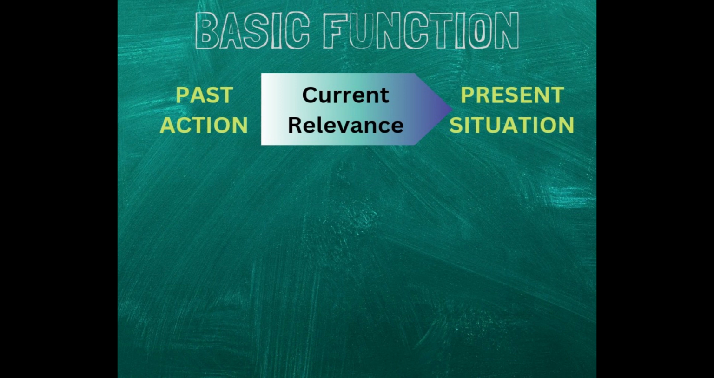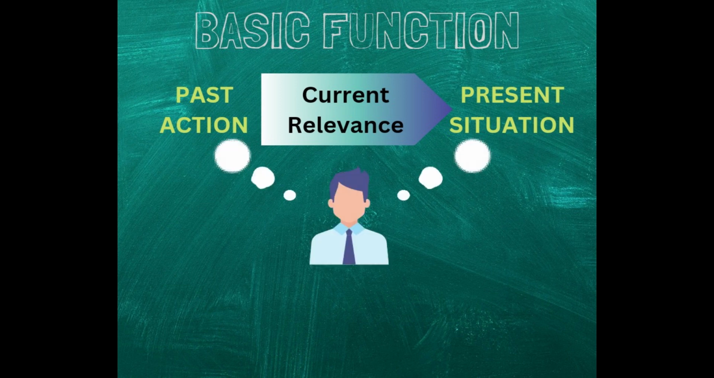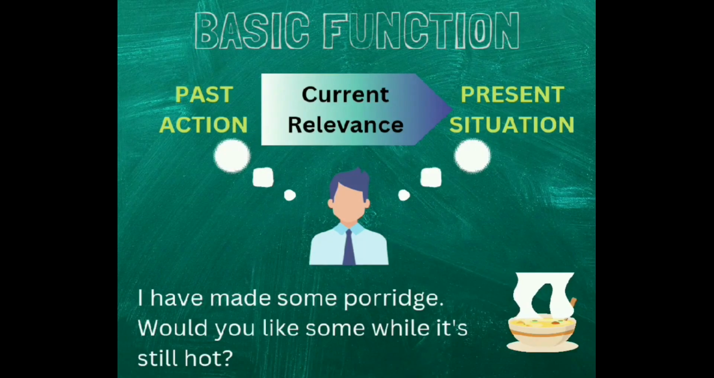In the present perfect, you are thinking about both the past and the present. The action happened before now, at some unspecified time in the past. I've made some porridge. Would you like some while it's still hot? In this sentence, the action I did happened in the past, but you don't know exactly when.